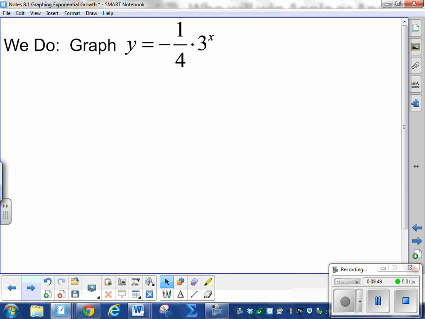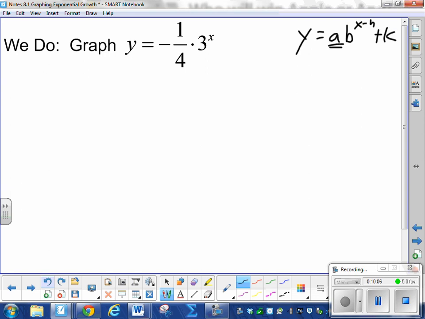So this one has a little bit of a difference here. You have a negative in the front. So knowing that there's a negative right there, that's your A part. Because if you remember, y equals ab to the x. If this a part, x minus h plus k, if that a part is negative, it will be flipping your graph upside down. Okay, so this is going to be basically our graph reflected over the x-axis.